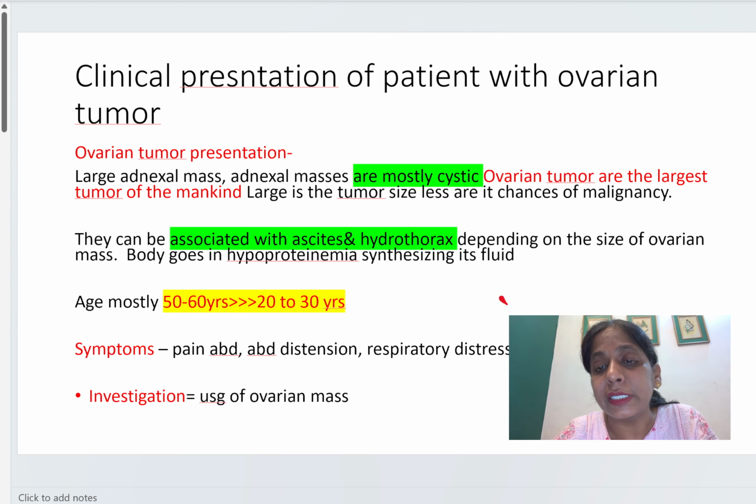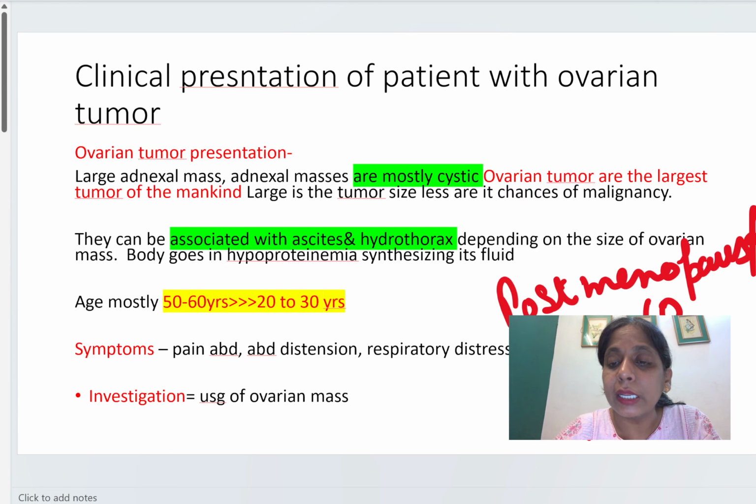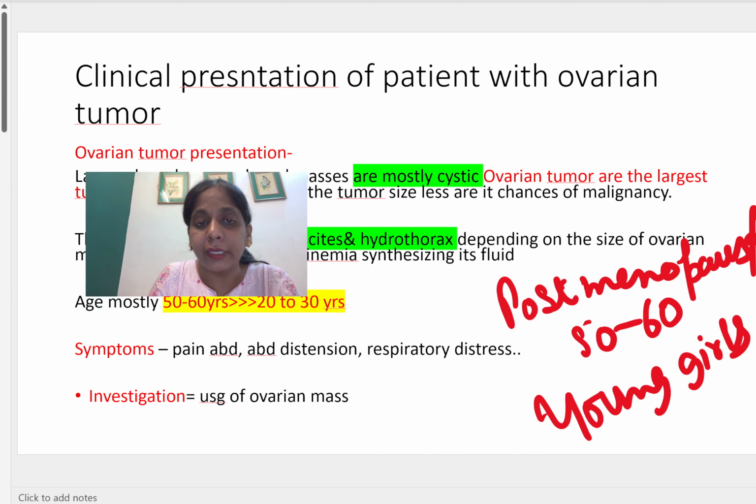Now we will see in which two age groups we see these tumors. Most commonly we see them in the post menopausal age group, that is around 50 to 60 years. Less commonly we also see them in young girls.